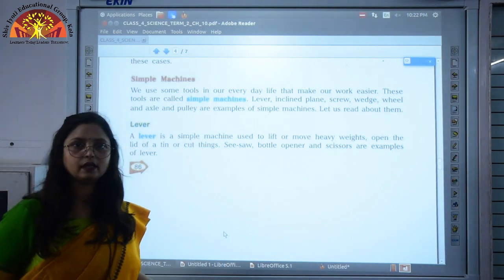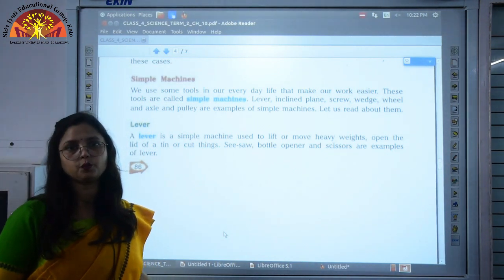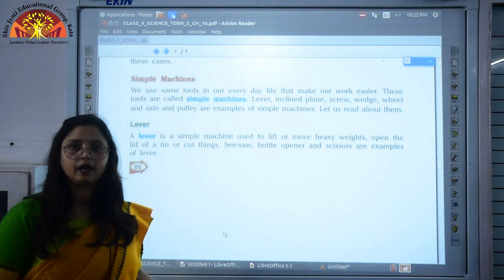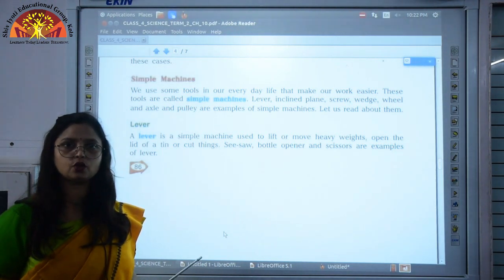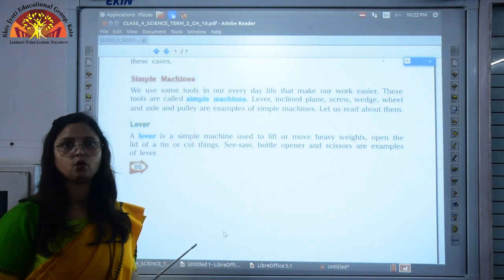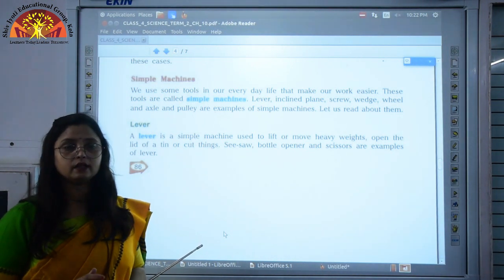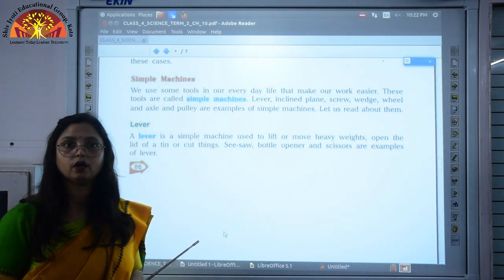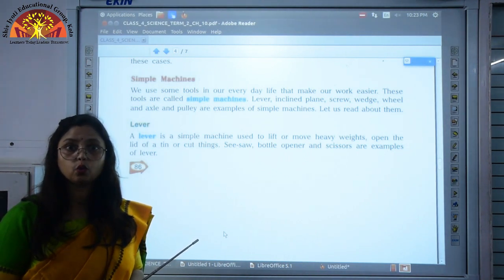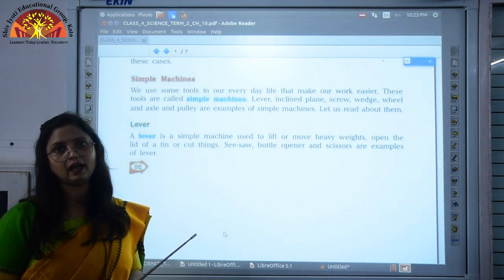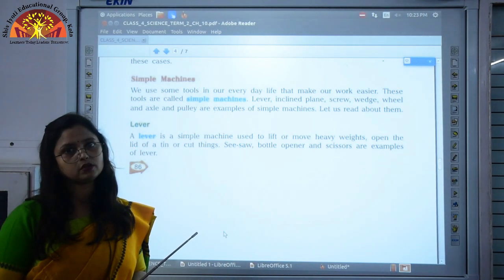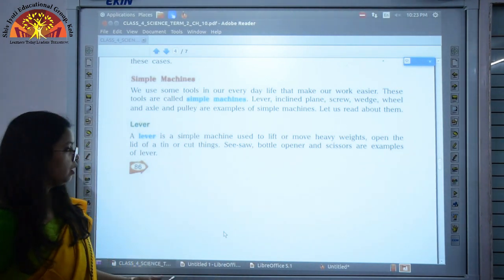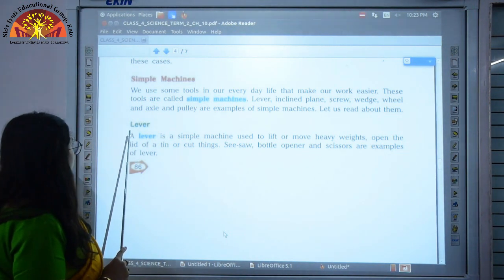So children, basically machines are the tools which make our work easier, and there are two types of machines, simple machines and complex machines. So here today we will discuss only the simple machines. These are the tools which we use in our everyday life and they make our work easier. So let us study some of them. So first simple machine over here is lever.